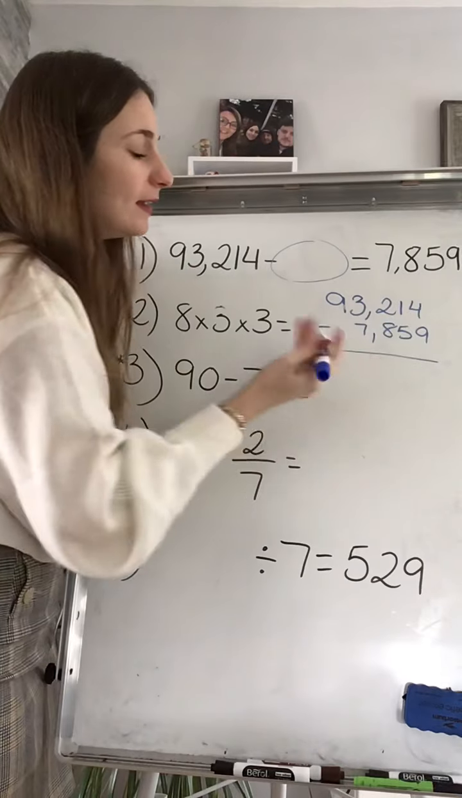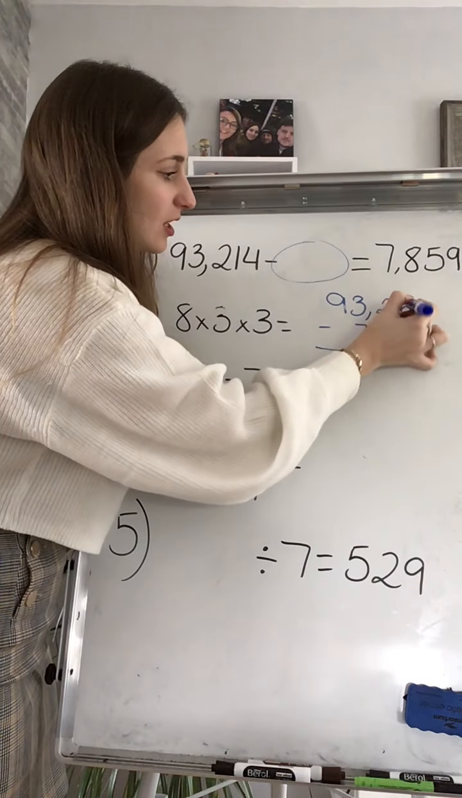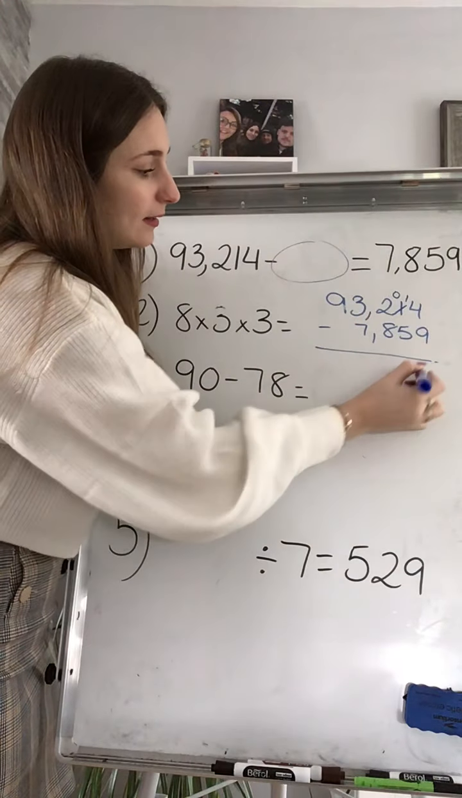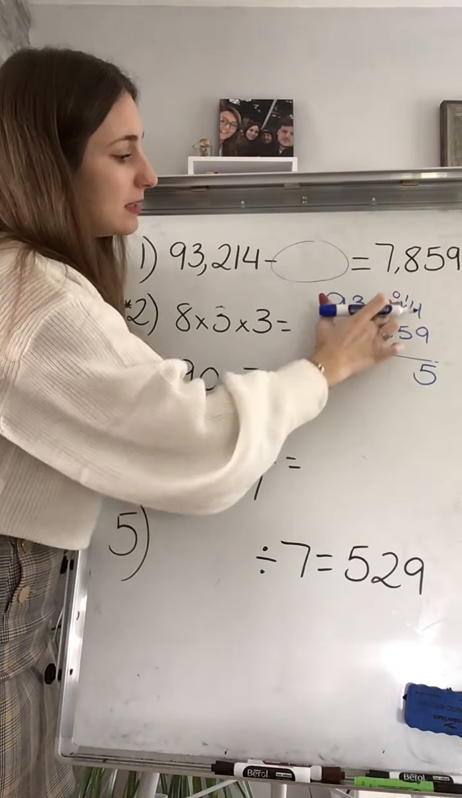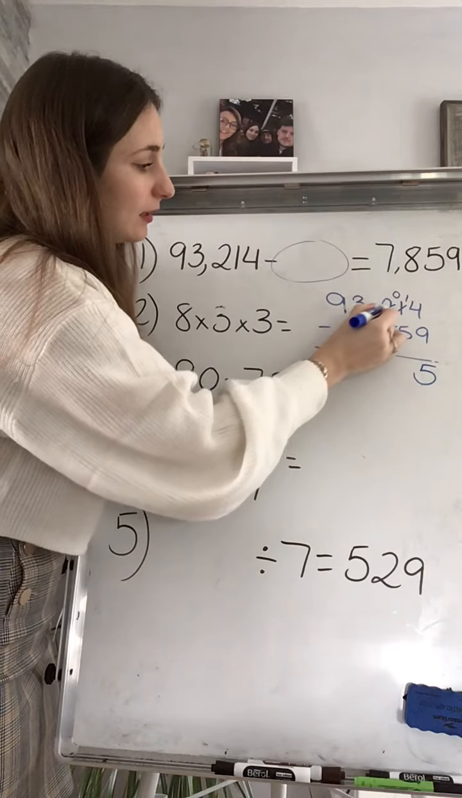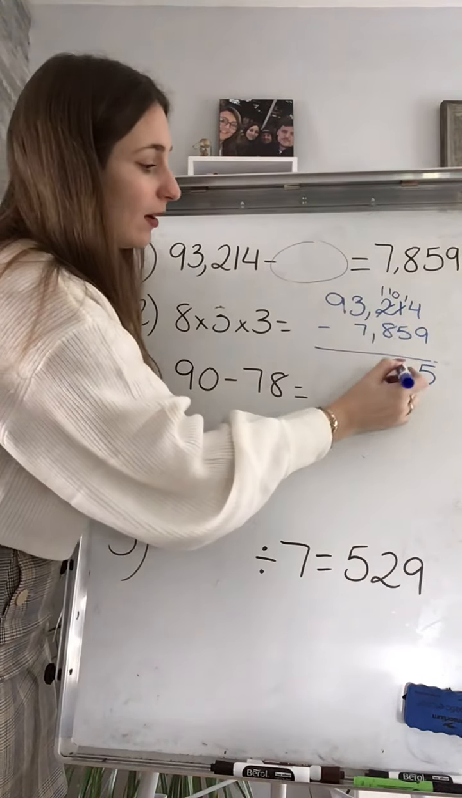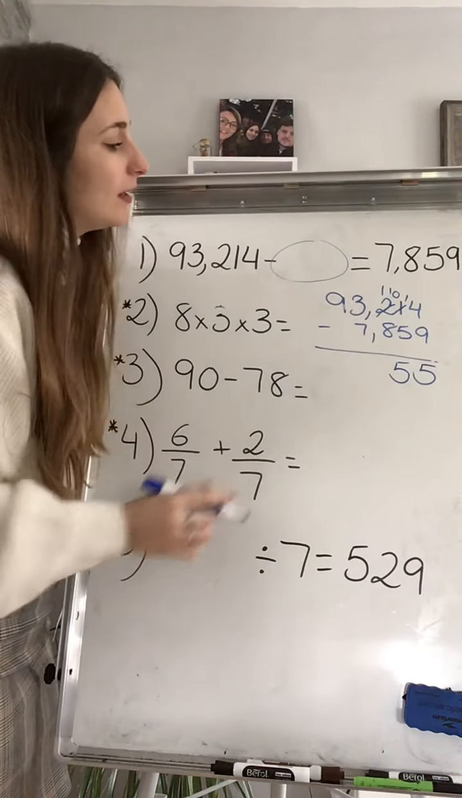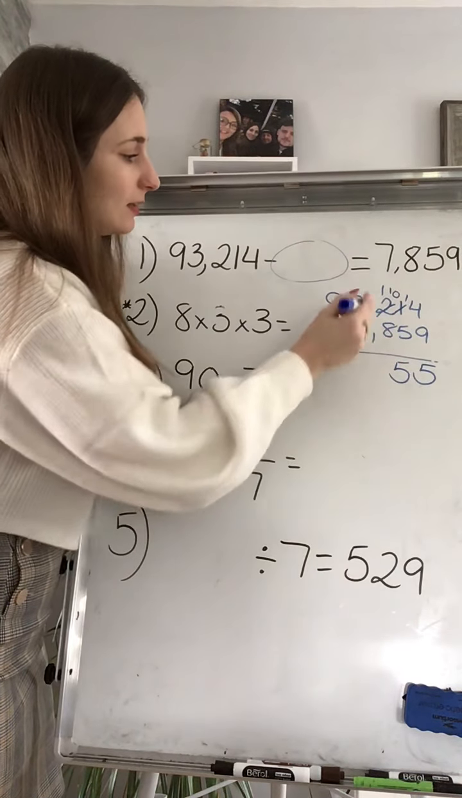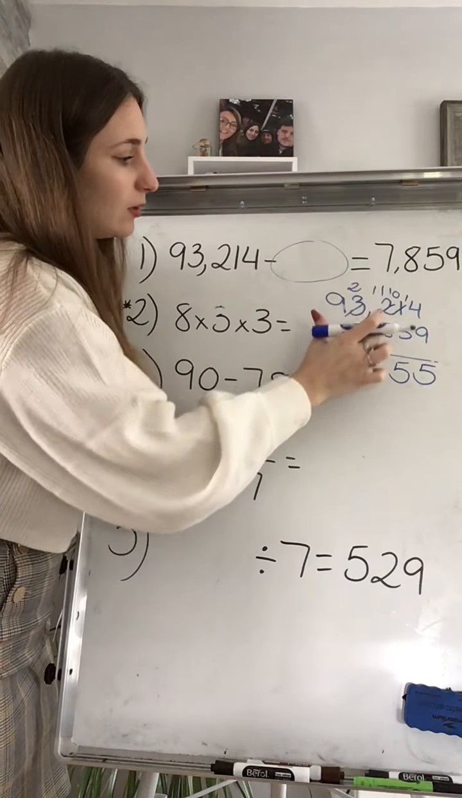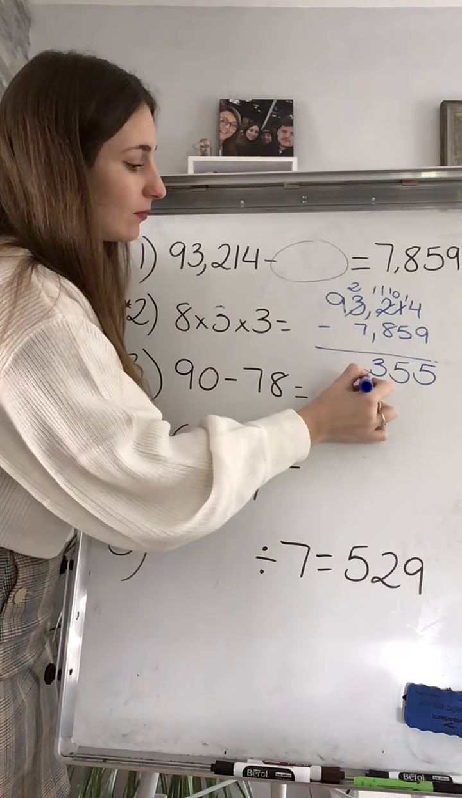4 take away 9, I cannot do that, so I need to exchange, make a 14, that will become a 0. 14 take away 9 is 5. 0 take away 5, I cannot do that, I need to exchange, that becomes a 1 and that's 10. 10 take away 5 is 5. 1 take away 8, I cannot do that, need to exchange and make it into an 11. 11 take away 8 is 3.